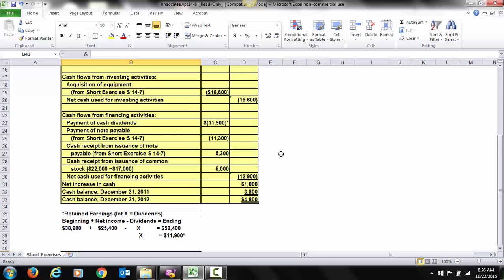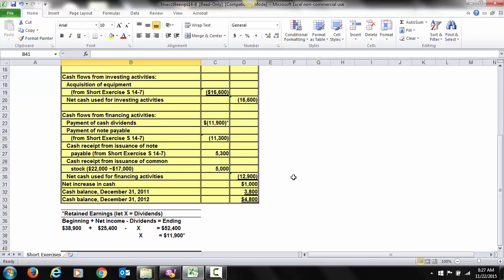We went ahead and analyzed the payment of notes payable in our previous exercise. So we know that we paid, again coming out of cash, $11,300. Also, in our previous exercise, we had issued $5,300 in notes payable. If we're issuing $5,300 in notes payable for cash, right, that's going to be a debit to cash and a credit to long-term notes payable. So that's going to add to our cash.